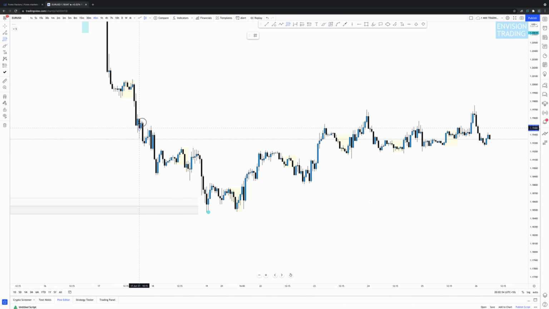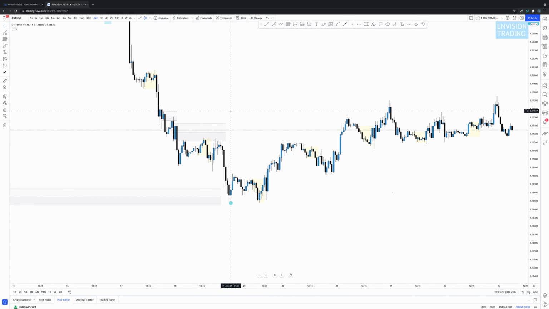All right, I've drawn the ranges. Range there. Range there. Now drawing some breaks of structure. There, there, there. Here's an internal one here. All right, so what happens? We break, we mitigate, so we can sell. We break, we push right back up, so we're going to be selling here.